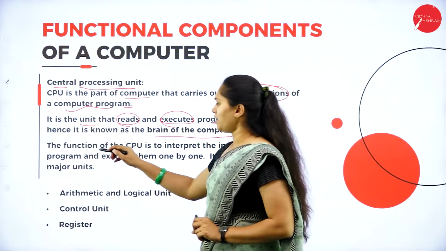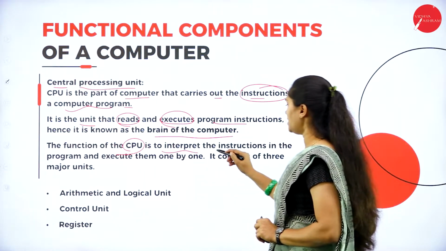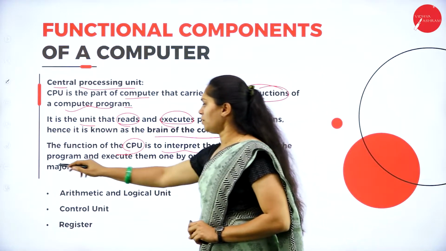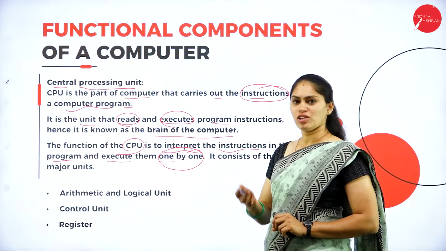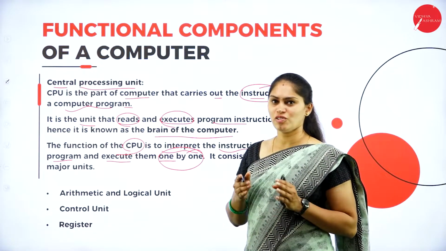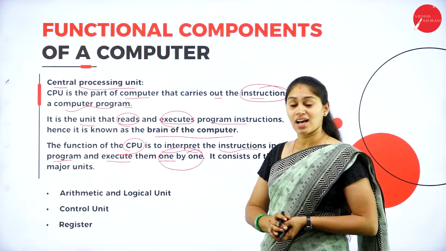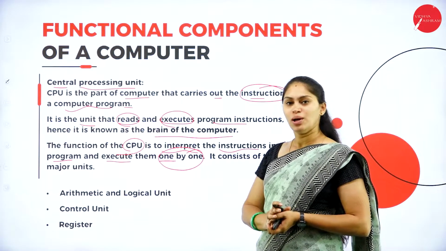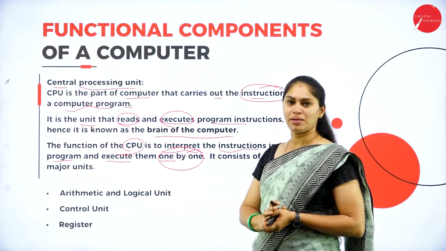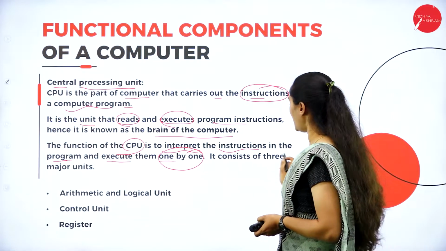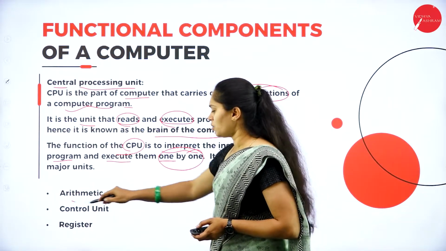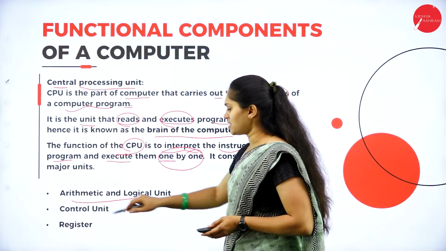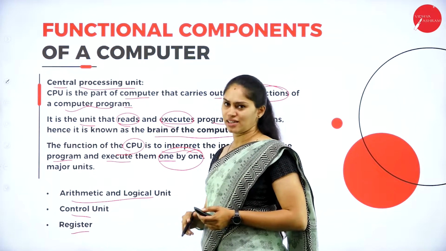Here, the main function of the CPU is to interpret the instructions in the program and execute them one by one. It will take all the instructions, or a set of programs or data, as input, then process everything one by one. Based on this, there are three major units in it: the ALU, that is the arithmetic and logical unit, the control unit, and the registers.